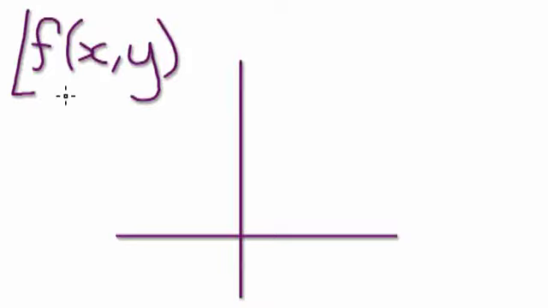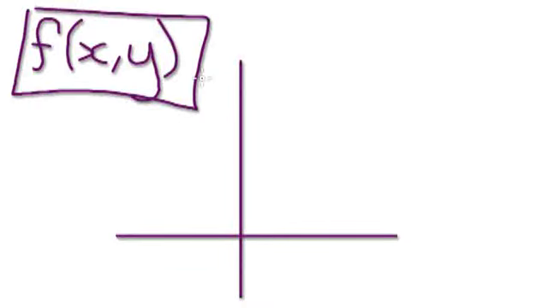I've got a function f of x, y. The minute I say I've got a function f of x, y, that means I've got a graph. In a way, it's like I've got a graph that doesn't go back on itself.